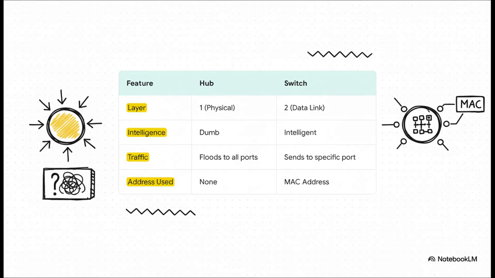I mean, the difference here is just night and day. A hub is a dumb layer 1 device that just floods traffic everywhere. A switch, on the other hand, is an intelligent layer 2 device that uses those unique MAC addresses to deliver data precisely where it needs to go. This one evolution is exactly why switches completely replaced hubs and became the absolute foundation of all our local networks.